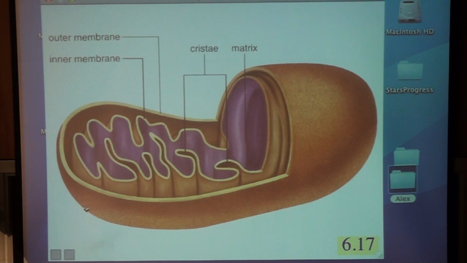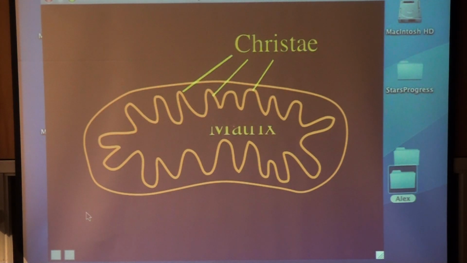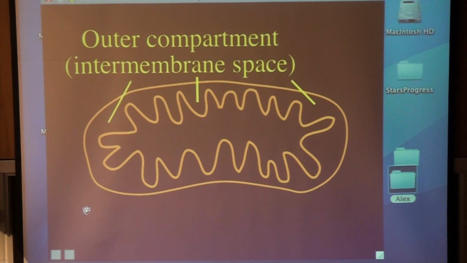The outer membrane, the space between the outer membrane and the inner membrane can be called the intermembrane space or the outer compartment. I guess this is the inner compartment in here, so that's the outer compartment there. And here's sort of my own version of the same thing. The cristae, matrix or inner compartment there. The outer compartment or the intermembrane space is there.